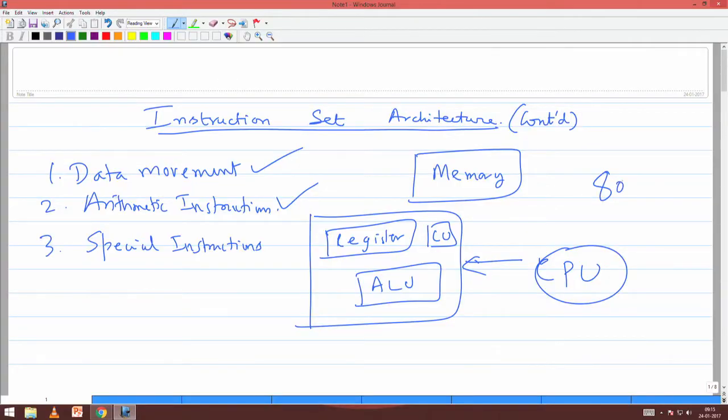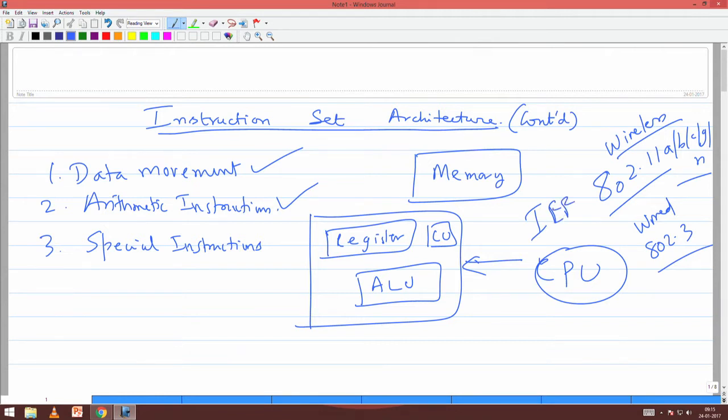I will just note all these things because these will be useful in future also. 802.11a, b, c, g, n, so many of them are there. Okay, these are all different standards. This is the wireless standard. The wired standard is 802.3, if I remember correctly. These are all IEEE standards.